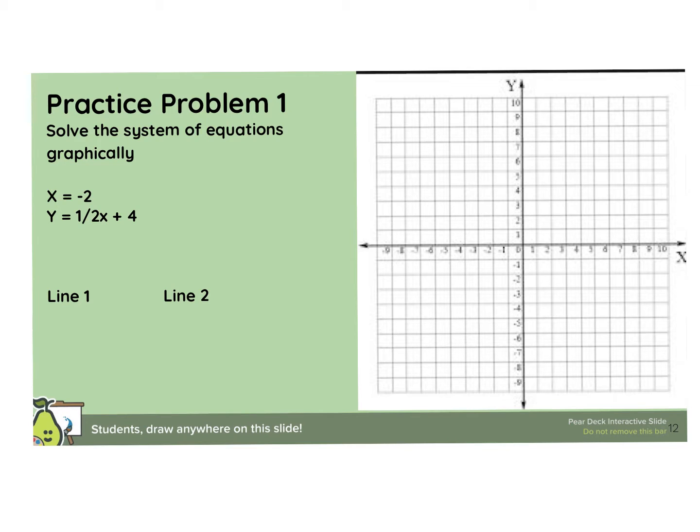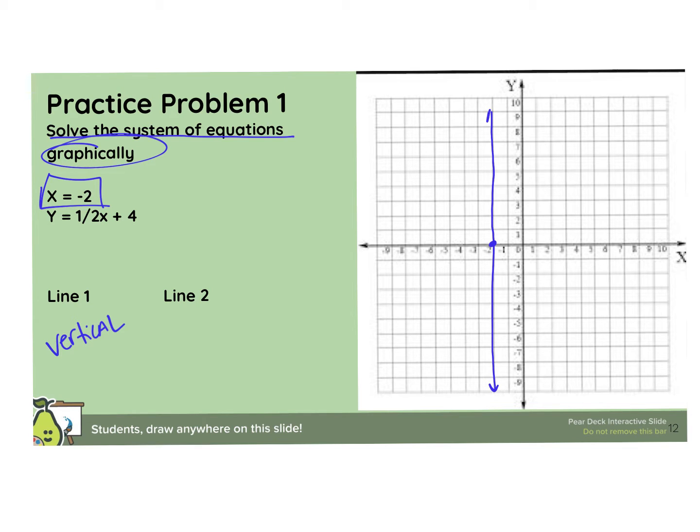Okay, so practice problem 1, let's see how you did. They want us to solve this system of equations graphically. So our first equation is one of those weird ones. It's an x equals line. So you need to go back and check your notes if you forgot. X equals lines are vertical. So I go to x equals -2, I put a point, and I draw a vertical line.